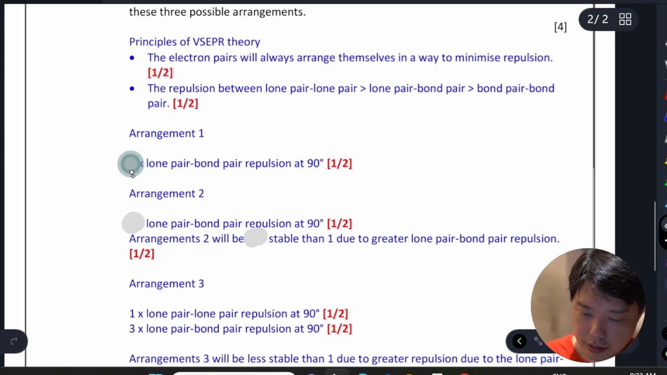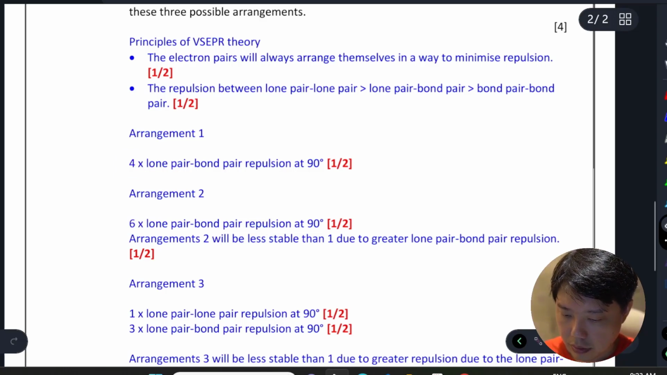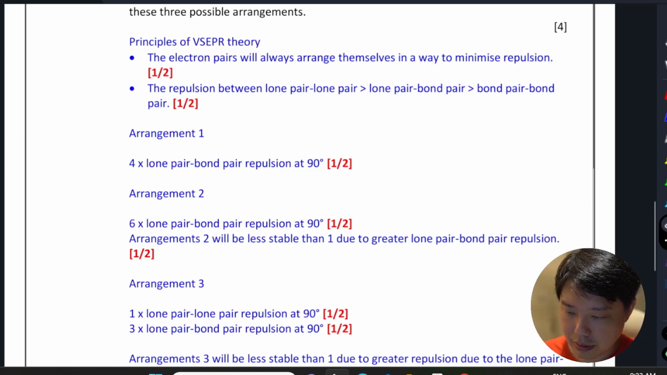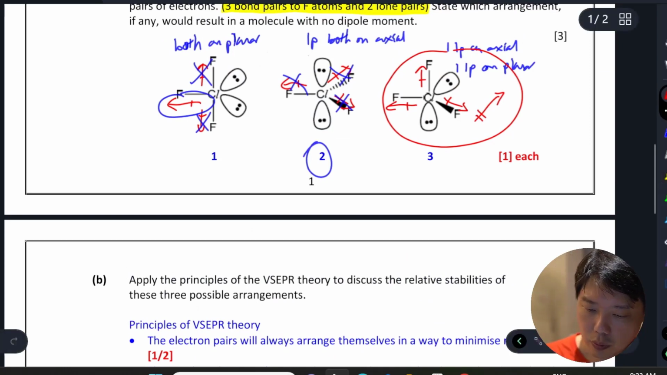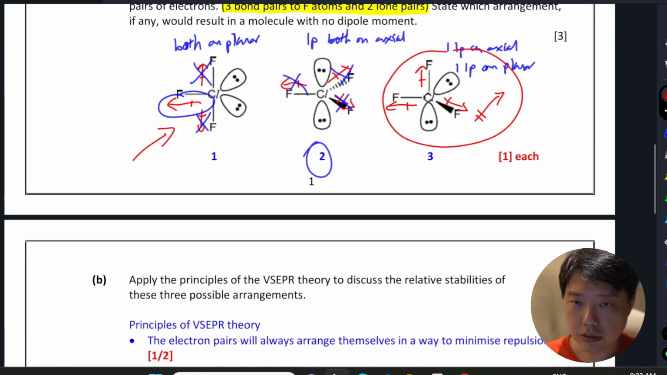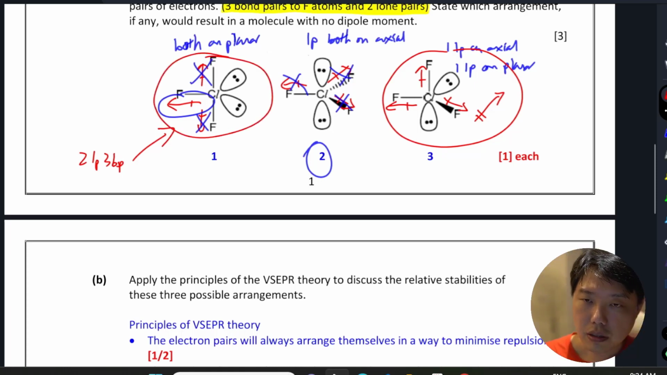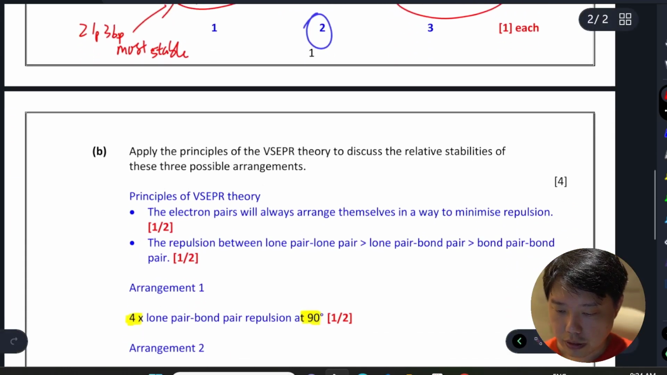Okay, so if you compare the first and the second arrangement, arrangement 2 will be less stable because there is a greater number of lone pair to bond pair repulsions at 90 degrees. Instead of 4 of them, you now have 6 of them. So arrangement 2 is very unstable. This is the reason why we take this arrangement as the shape for our VSEPR for 2 lone pairs and 3 bond pairs. This should actually give you a hint, because if you studied VSEPR, you will know that this is the official shape for 2 lone pairs and 3 bond pairs. So that gives you a hint that this should be the most stable arrangement for 2 lone pairs and 3 bond pairs.